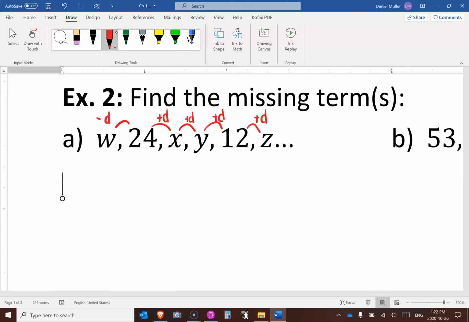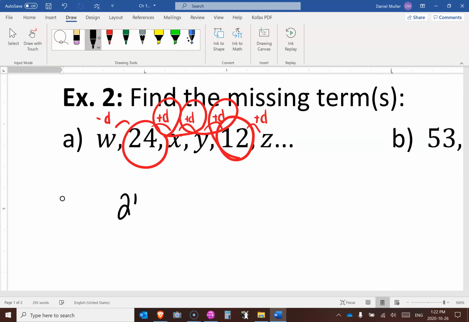So all I know here is that if I have 24 and I add a D, add a D, add a D, I should get to 12. So I have 24 plus 3 D's should get me to 12.